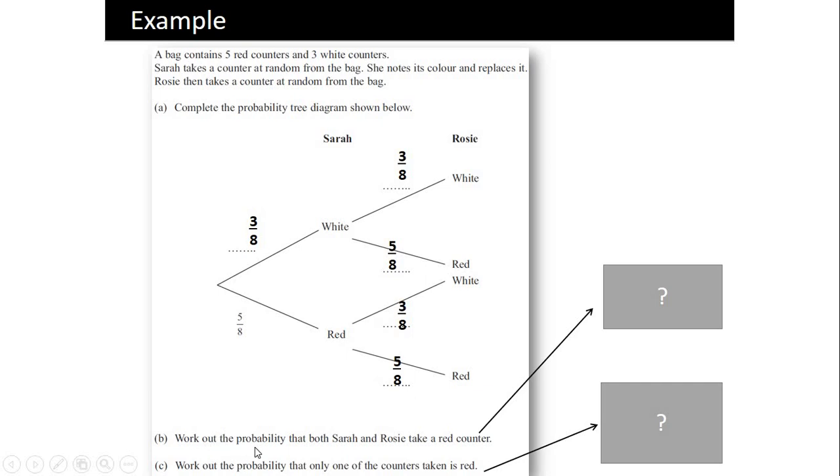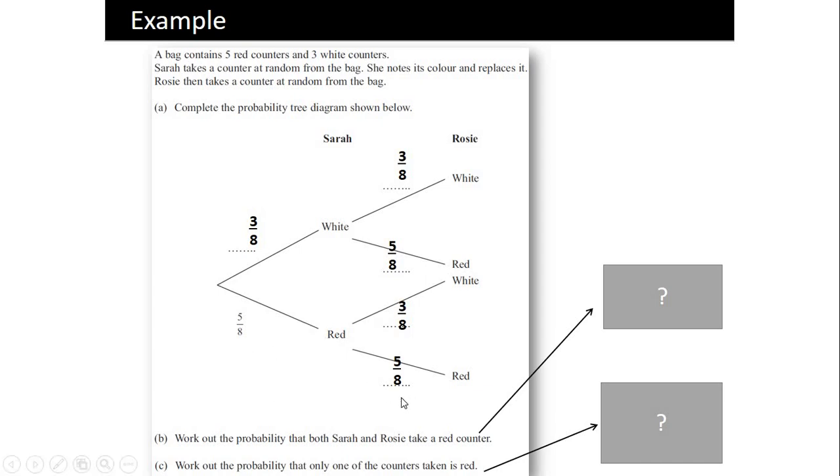Now then, it asks us to work out the probability that both Sarah and Rosie take a red counter. Now that means that I want this option here. I want Sarah to have taken a red counter, and I want Rosie to have taken a red counter. Now remember, if I want a probability of something and something happening, the AND rule of probability is that I multiply them together. Whenever I am working across a tree diagram, I want this event and this event to happen. I want them both to happen. So I multiply the probabilities together.